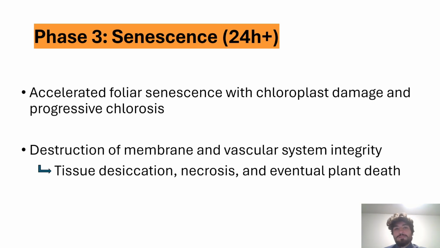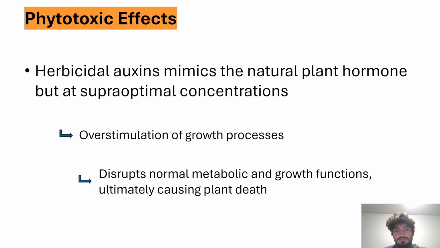All right, and finally, in phase 3, we have senescence after 24 hours. So we have accelerated foliar senescence with chloroplast damage and progressive chlorosis, and also the destruction of membrane and vascular system integrity, leading to tissue desiccation, necrosis, and eventual plant death.